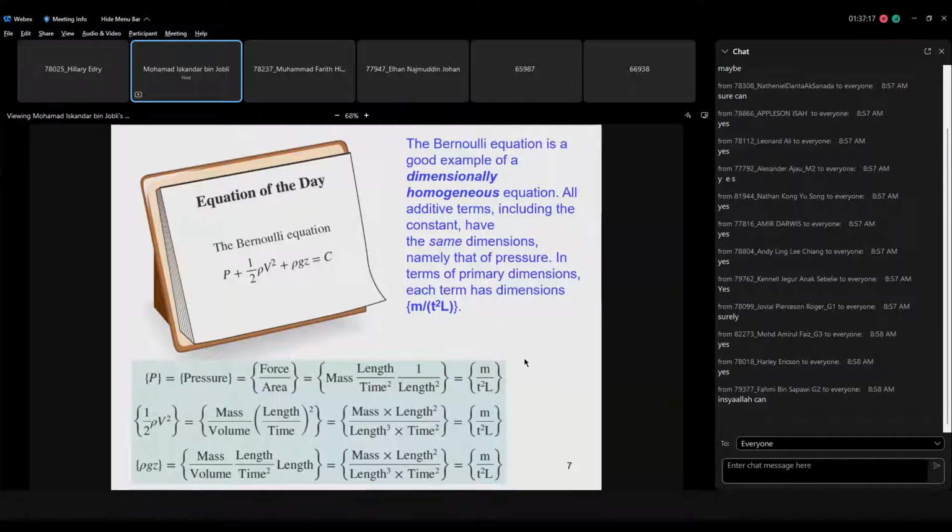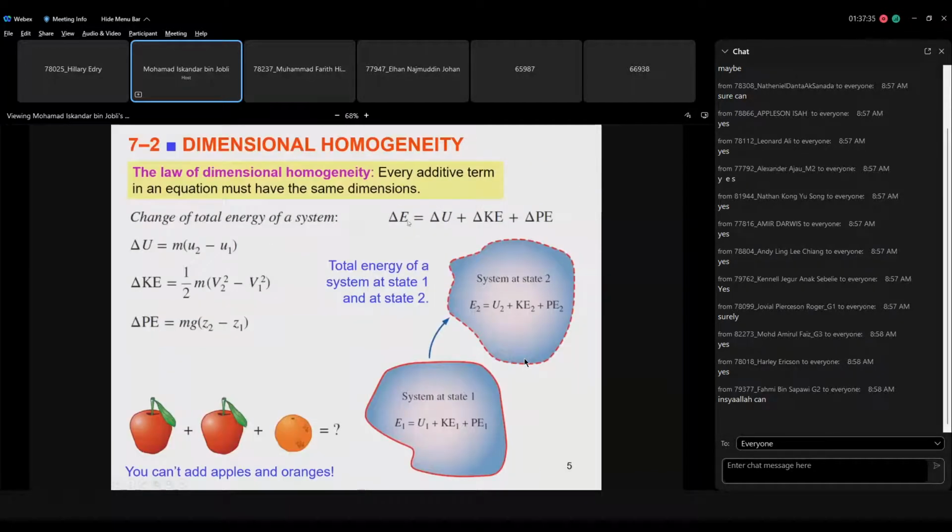Now have a look at this: P plus half rho v square plus rho gz. I want you to prove whether this equation is right or not. How do you prove it? Of course, using the same format. You have to show that each of the terms inside the equation is dimensionally homogeneous. The first, second, third, and fourth terms of the equation must be of the same dimensions. That's the only thing you need to do.